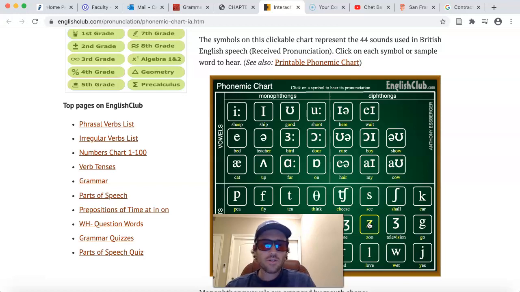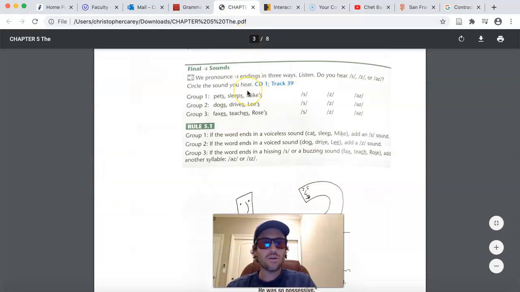Or is it a combination of the schwa and Z? So, S, s, s. Sorry, both of those together. You'll see the grammar rules here.